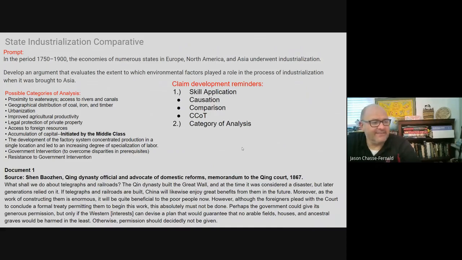So: Qing Dynasty official and advocate of domestic reform, memorandum, Qing Dynasty, 1867. All right, so we are one year before the Meiji Restoration takes place, and there are also a whole lot of contextual things that we just haven't covered in this class yet. So I'm going to keep this pretty basic and do a simple little thing.